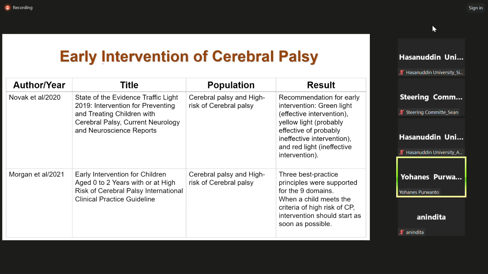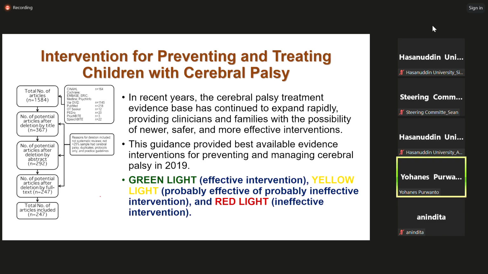And the other thing, we have a new study for the early intervention guideline of cerebral palsy by Novak and Morgan. We call it the green light, yellow light, or red light, like a traffic light, guiding us to give the intervention model for treating cerebral palsy.